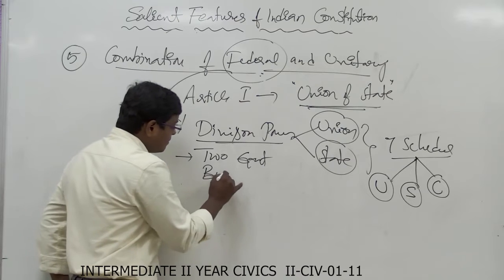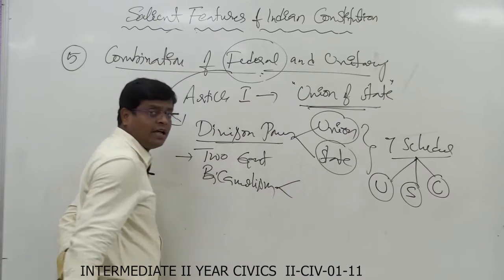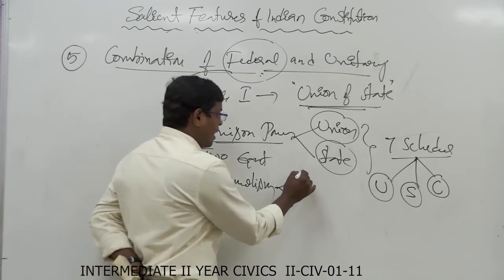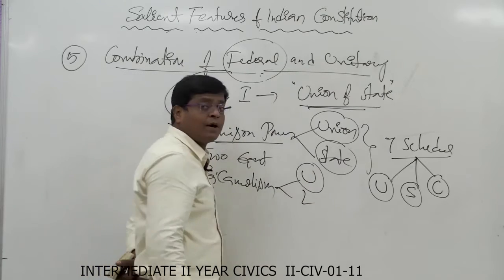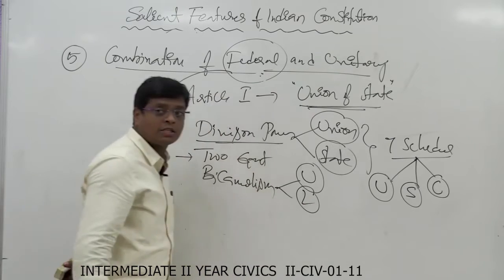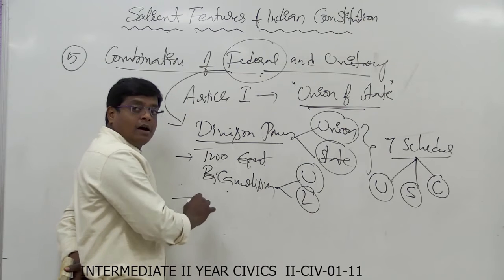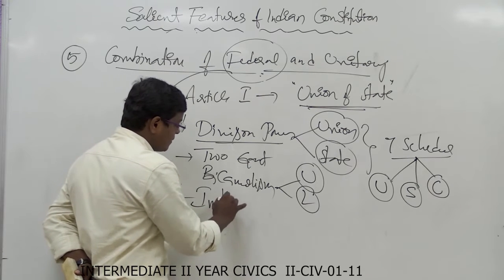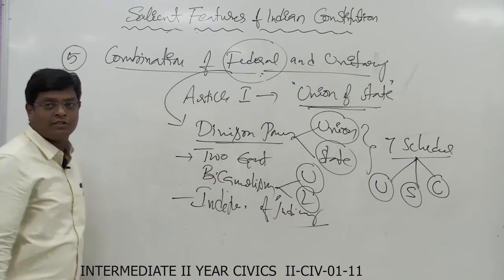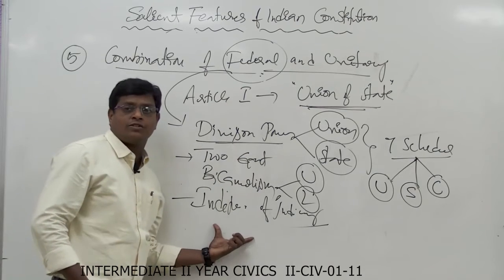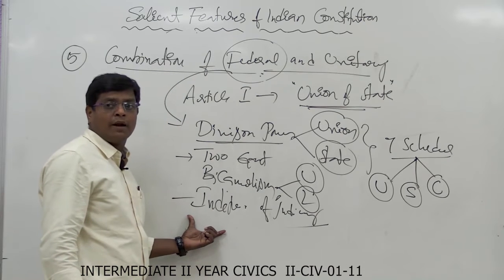There is bicameralism. The legislature contains 2 houses, upper house and lower house. You know that the Parliament of India contains 2 houses: upper house Rajya Sabha, lower house Lok Sabha. There is a bicameral system. And also independence of judiciary. So this is also one of the federal features. Like this, in the Indian Constitution, we have some federal features. That's why India is considered federal.